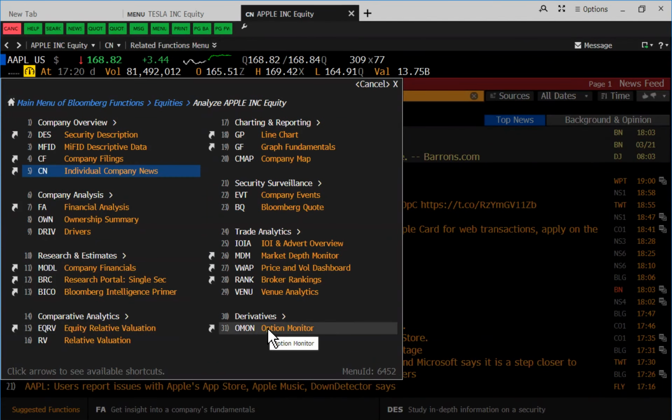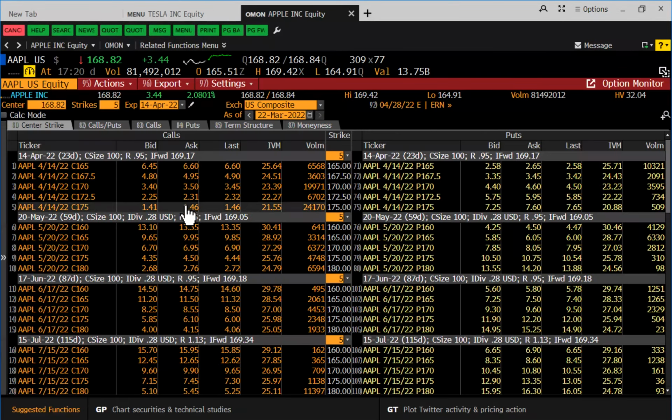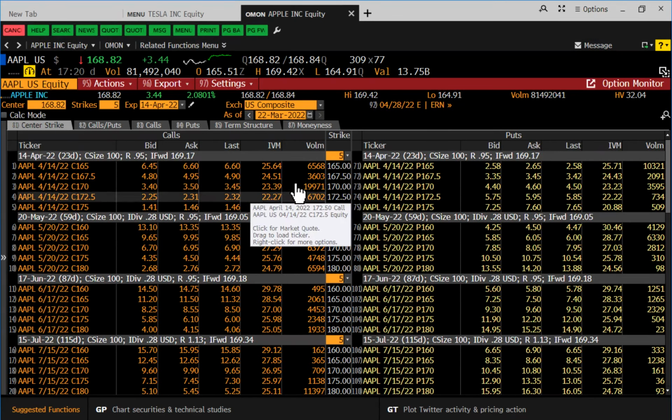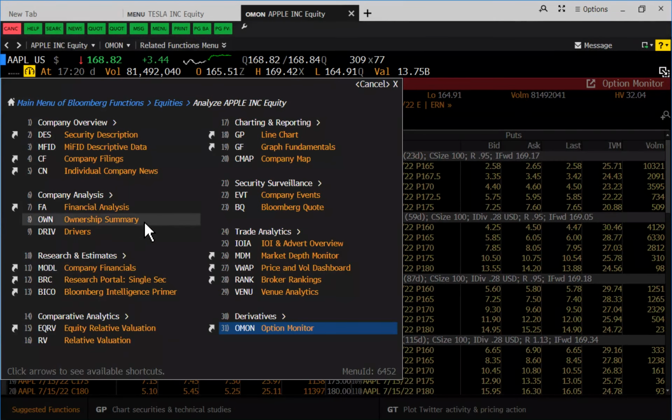Now, if you want to go to option, you're going to see some equity options on Apple. And these are everything you need to know about the calls, the puts, the expiration date, the price, and also the exercise price. So that probably can conclude the equity data.